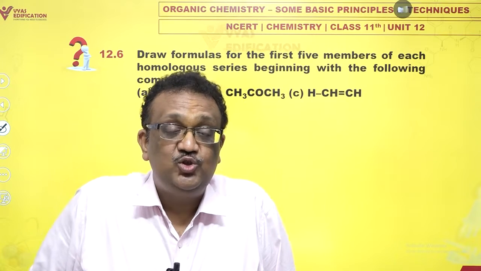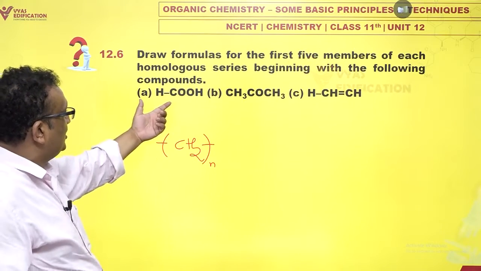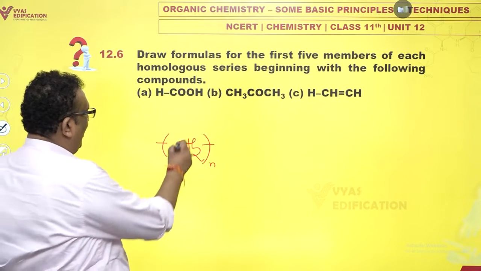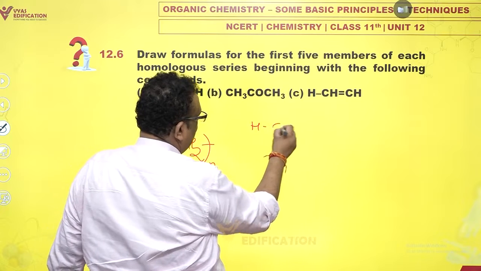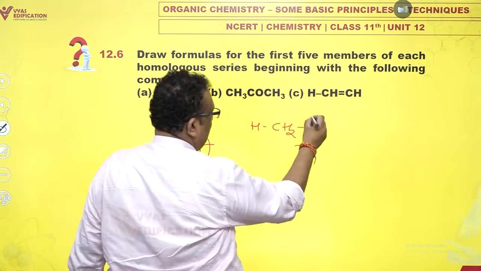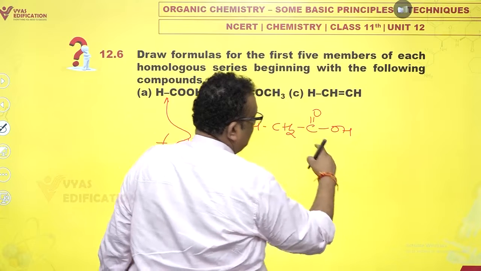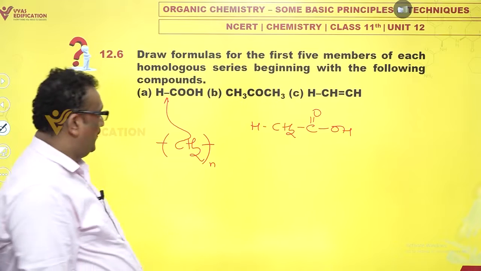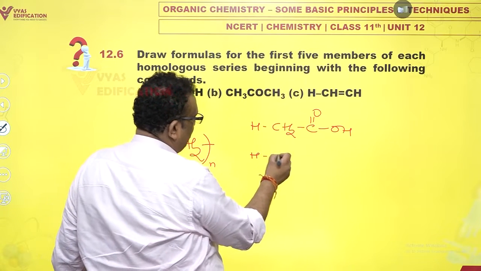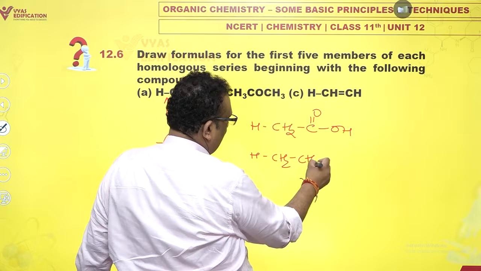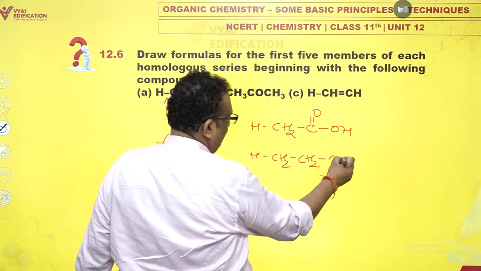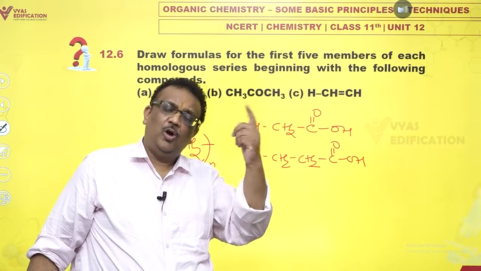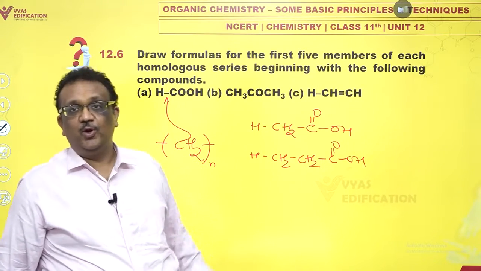What has been given to me is formic acid, HCOOH, also called methanoic acid. How do I get the second acid? I add one CH2. I get HCH2COOH. This is acetic acid or ethanoic acid. And then this is HCH2. Now I add one more CH2. Propanoic acid. The old common name is propionic acid, the latest name is propanoic acid.